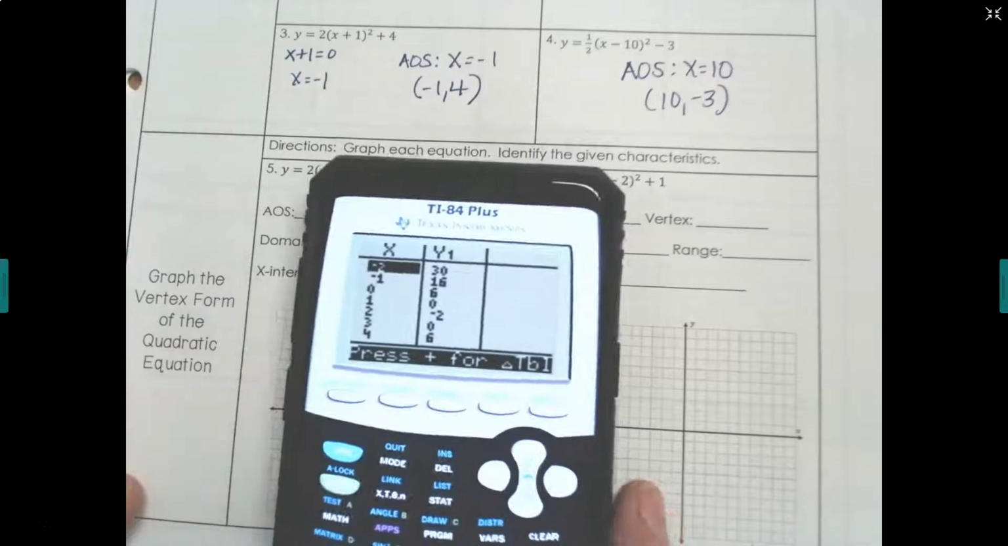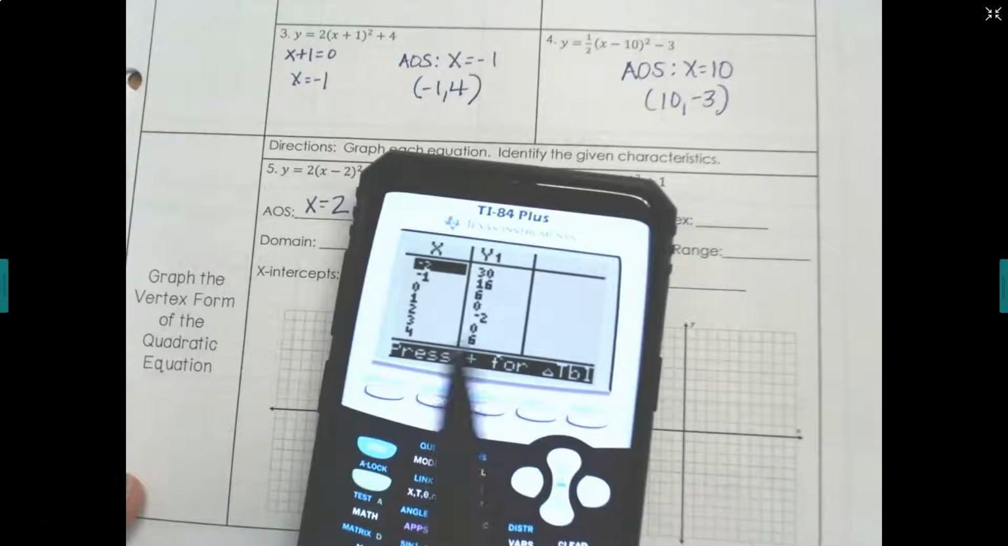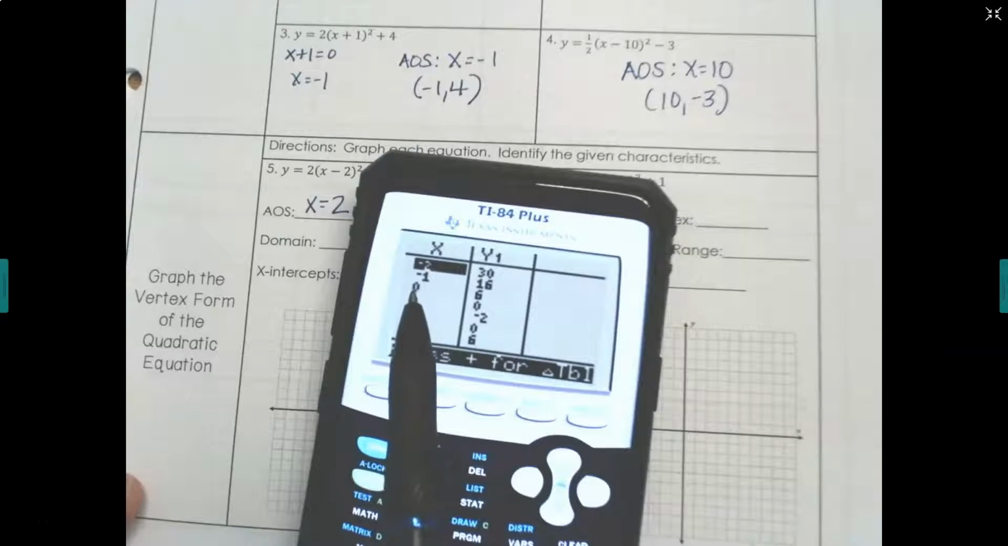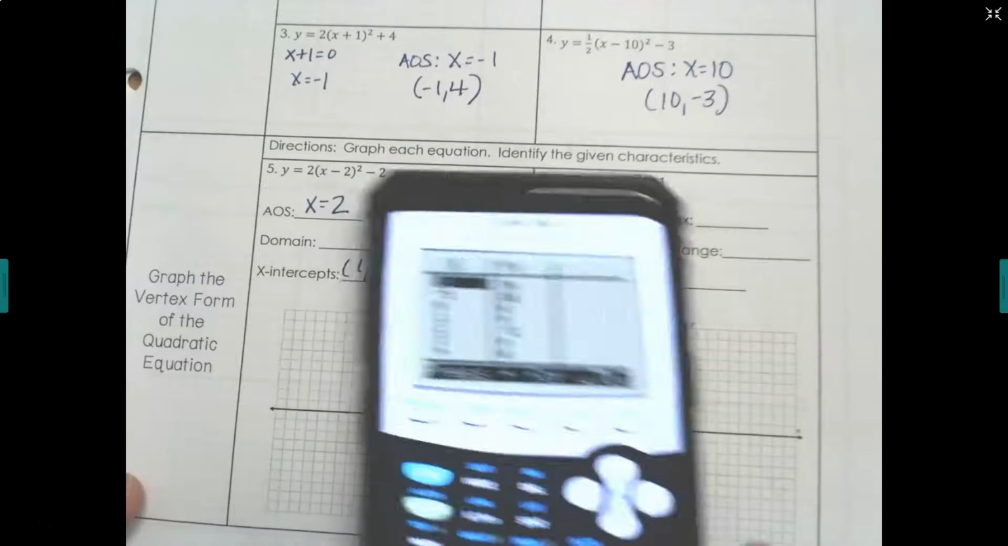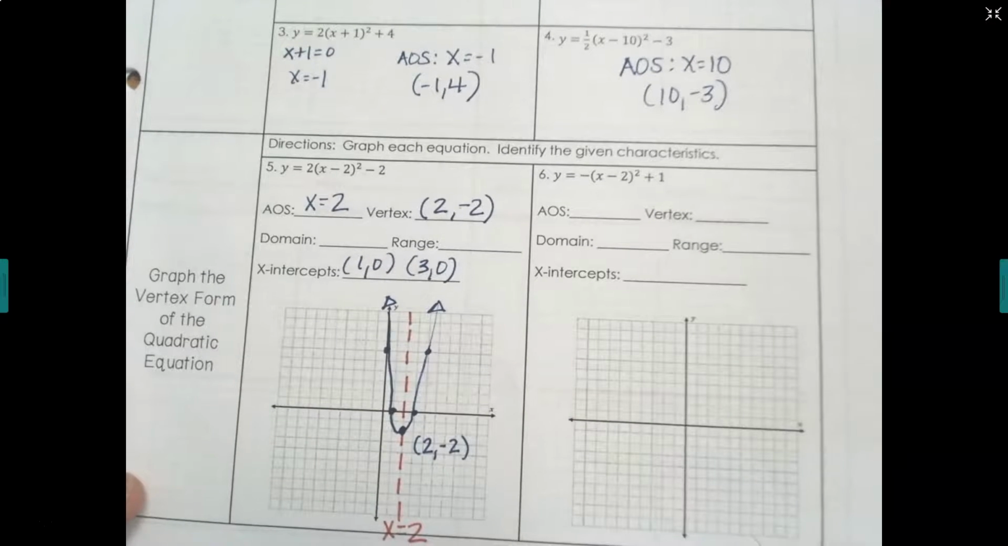If we wanted to name the y-intercept, we could. It's where x is 0. So the y-intercept is 0, 6. It doesn't ask us that question, but we could answer it. And now let's look at domain and range.